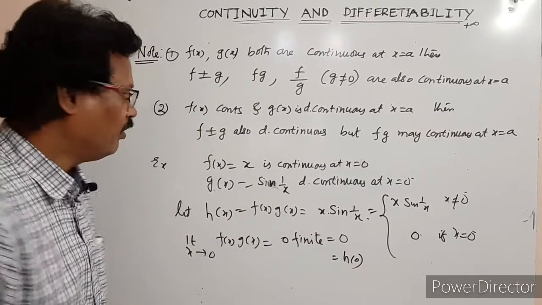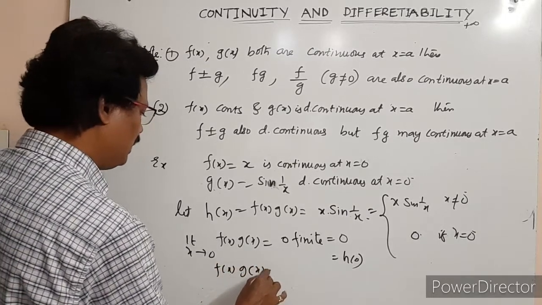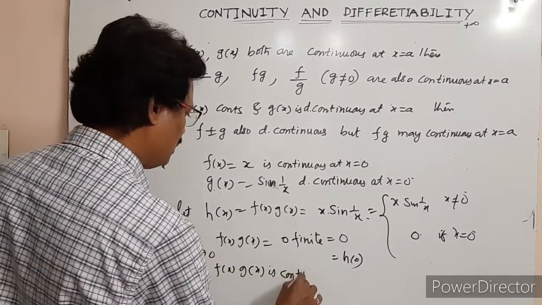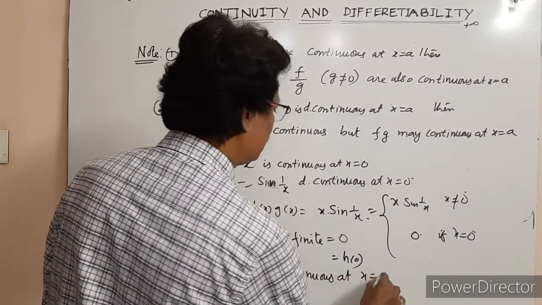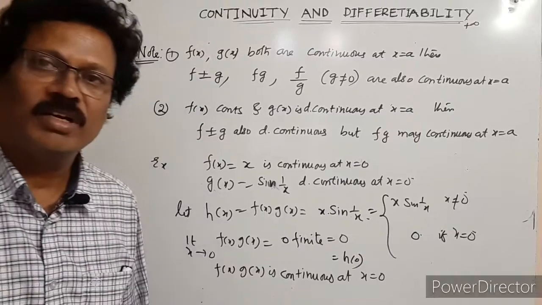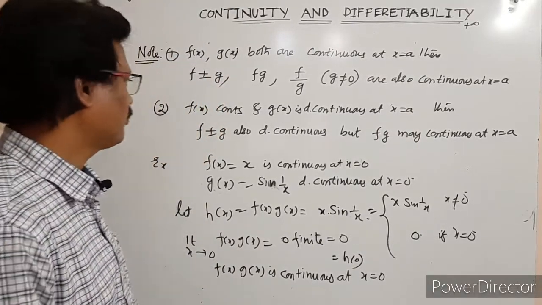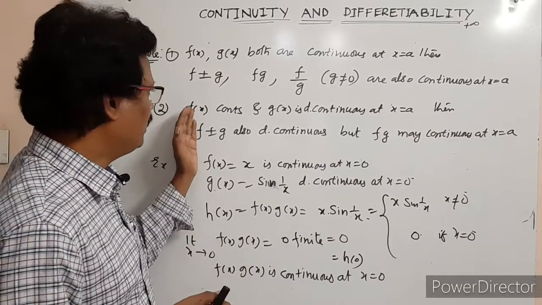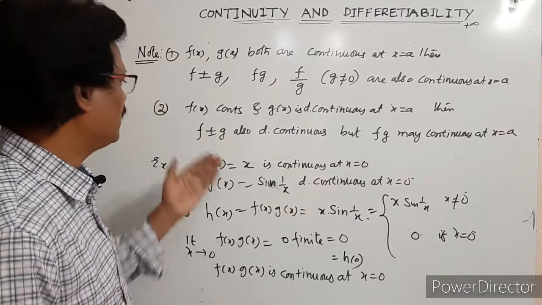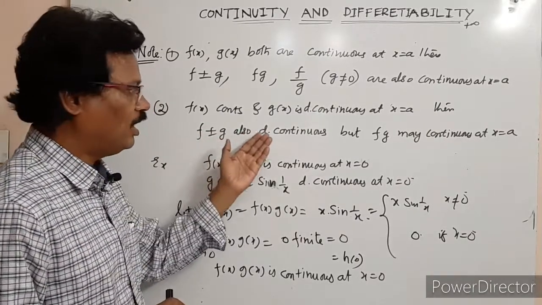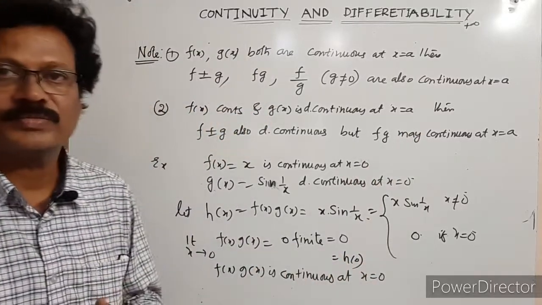Therefore, f(x) into g(x) is continuous at x equal to 0. Then what is the meaning of that? If one of f and g is discontinuous, then the sum or difference is also discontinuous, but f into g may be continuous like this.